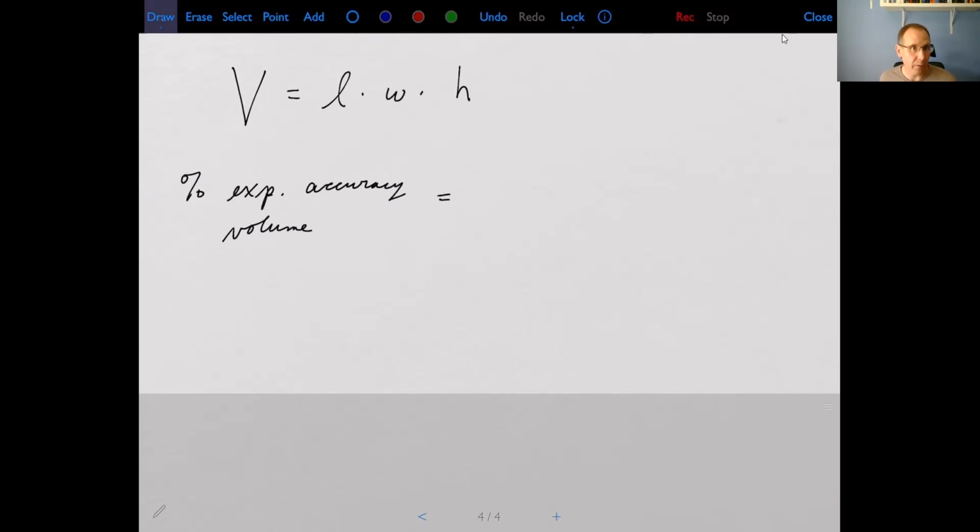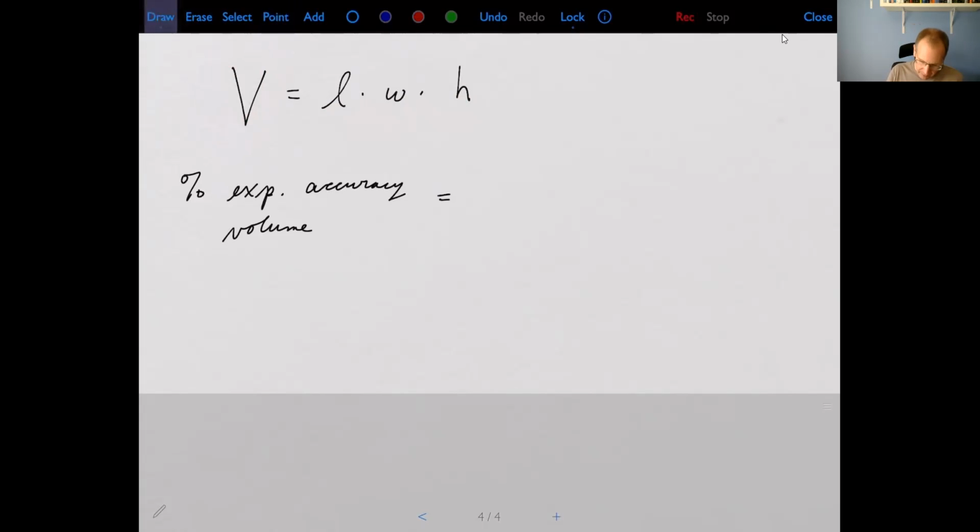Remember how to do that. It depends on the formula for volume. If you look at this formula, I have the dependent variable, volume, and it depends on these variables, which are all being multiplied together: length times width times height. The rule is, whenever you have an equation that involves either multiplying or dividing variables, either is going to be the same rule. If you want to find the percent experimental accuracy of this dependent variable, in this case the volume, then you have to add the respective percent accuracies for the length, width, and height.